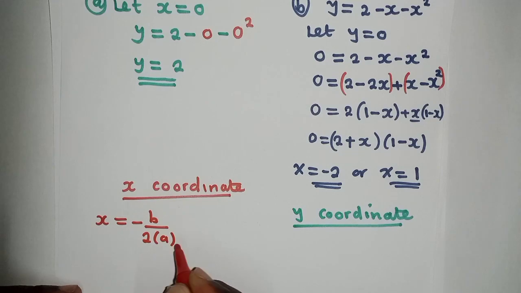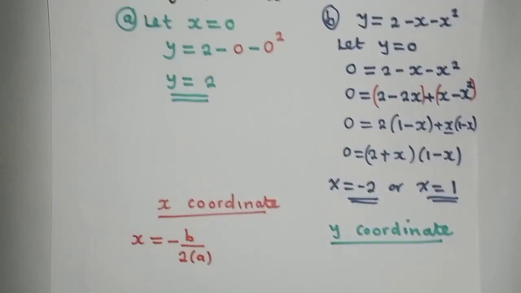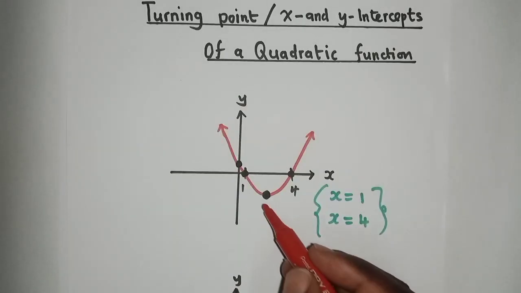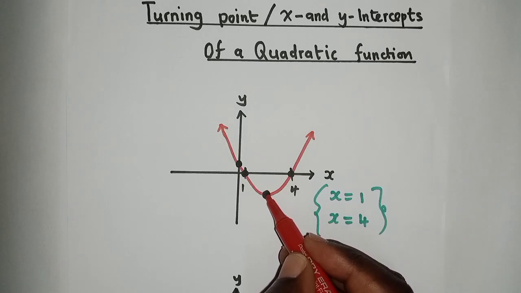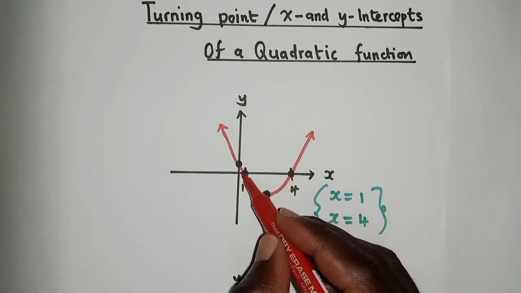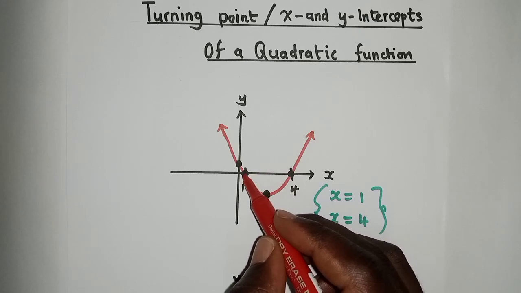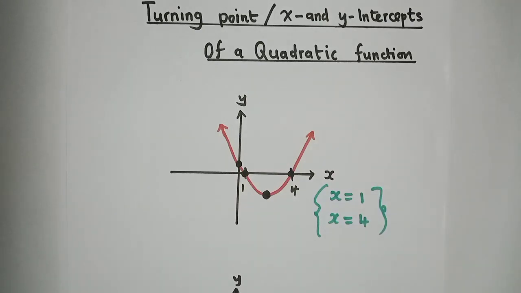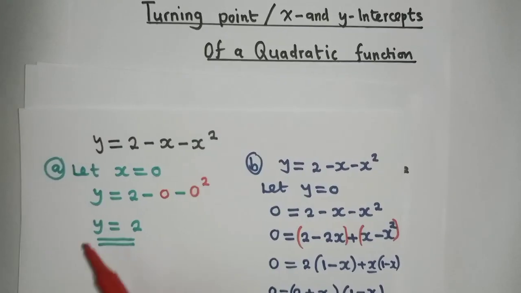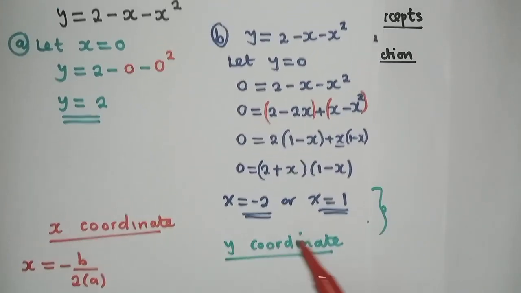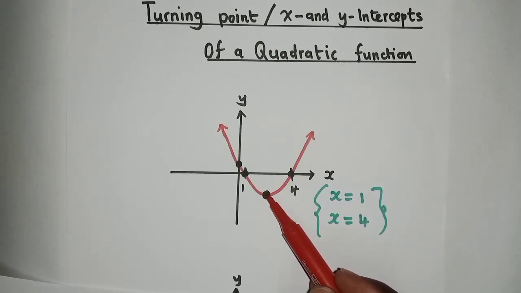Remember, I said the turning point is here where the curve is making a turn, and the x-intercept is the point where the curve is passing through the x-axis. There are actually 2 points here, and the y-intercept is the point where it's cutting the y-axis. So in this example, we have found the y-intercept and x-intercepts, and now we are remaining with the coordinates of the turning point.